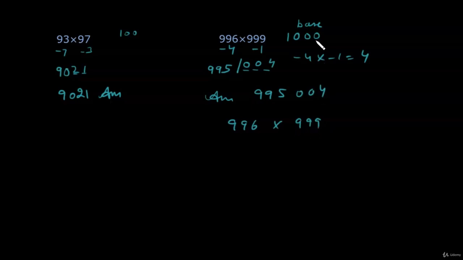This number is 1 less than 1000. That 1 we will subtract from here. This will give us 995. This is 4 less than the base and this is 1 less than the base. Product is 4 and this has to be a 3-digit number. So 004. So this is the answer.